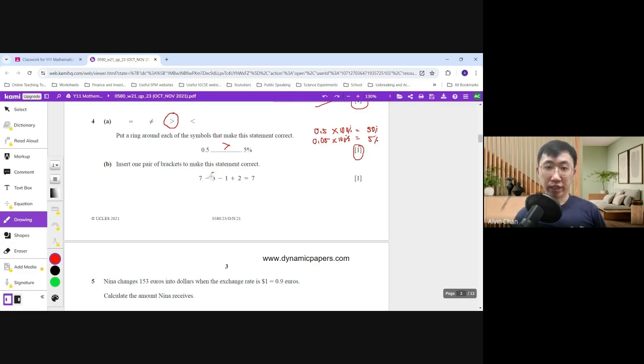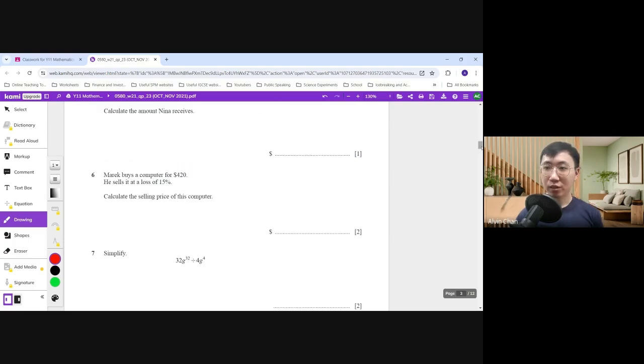3 and 1 here. Bracket starts first due to BODMAS. So 3 minus 1 is 2. 7 minus 2 is 5. 5 plus 2 is 7. I think that is absolutely a great idea. We're going to do question 5.